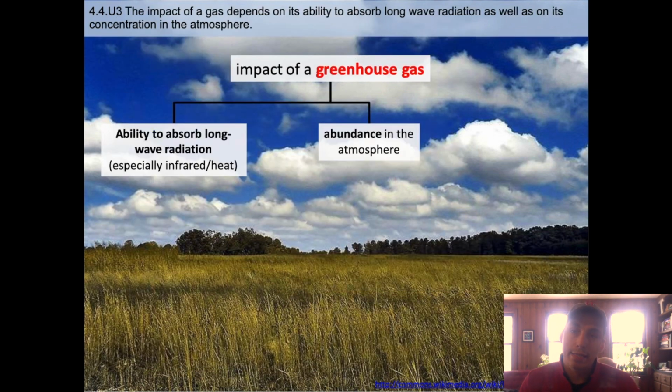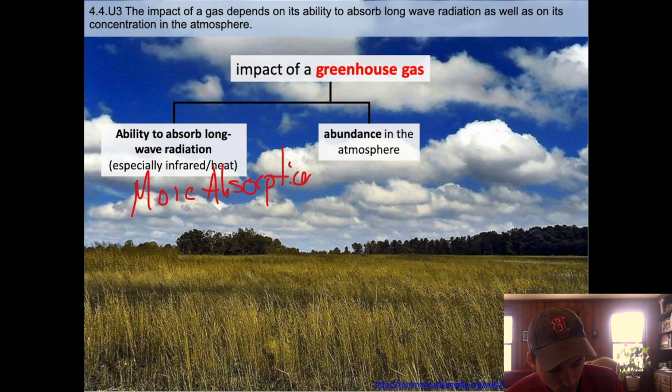The impact of a greenhouse gas depends on two things. We have numerous different greenhouse gases, but they all have different effects on the environment, and their impact tends to boil down to two properties. The first is the ability to absorb long wave radiation. If a gas is really good at absorbing long wave radiation, then it's going to have a stronger impact. So more absorption equals stronger impact.